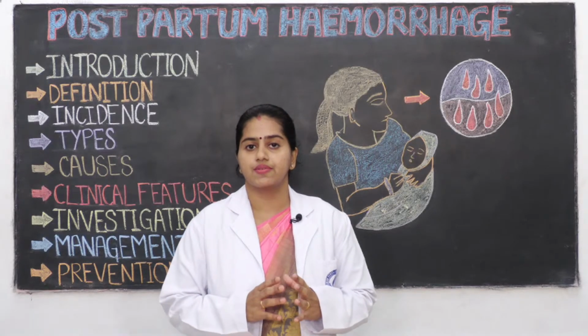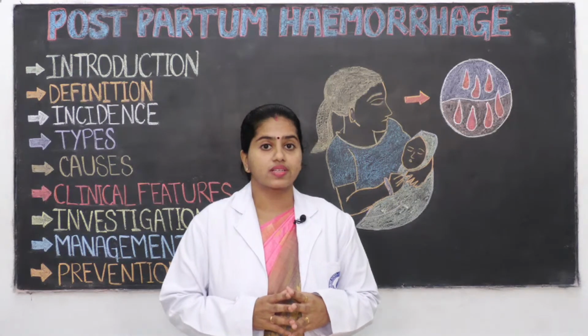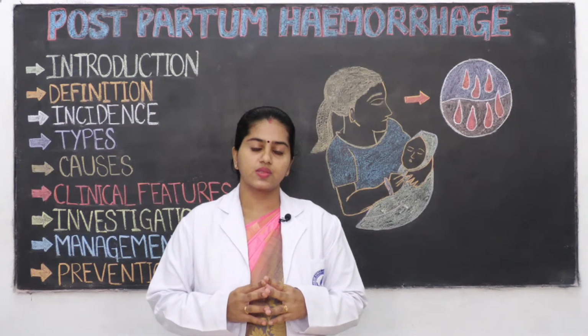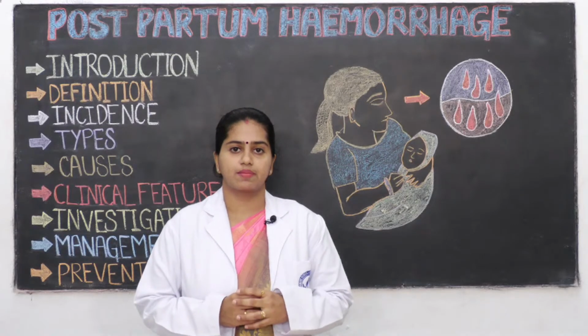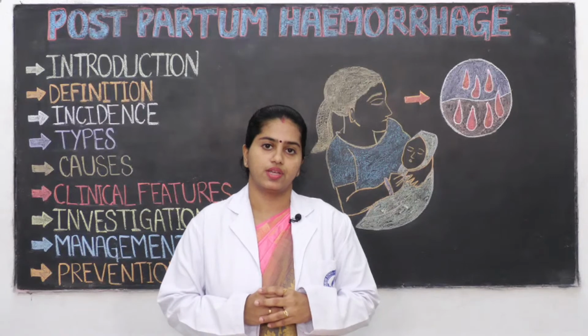First we will discuss the first T, tonicity of the uterus. The main cause of postpartum hemorrhage is atonicity of the uterus.